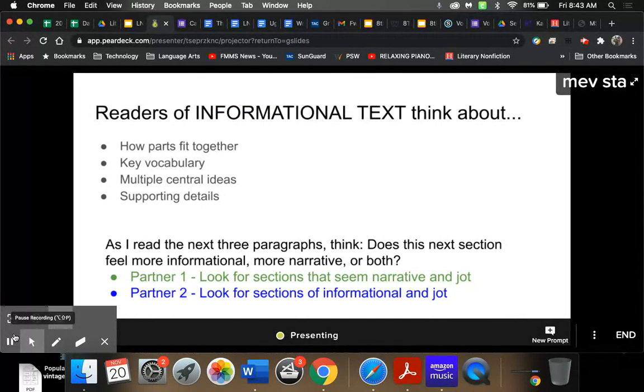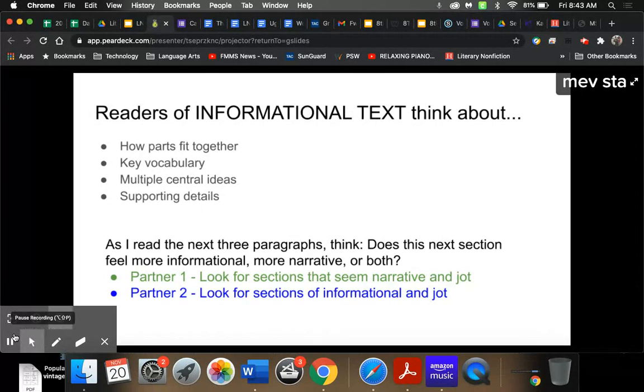Okay, so now we need to look at the informational text, the informational side, and figure out how parts are fitting together. So if we're talking about the war, but then we're talking about Dorothy's personal life and how she works at NASA, how does that fit together? Is there any key vocabulary that you notice? Looking for your central ideas, looking for your details within that short section that support your central idea. Okay, so go ahead and write this down.